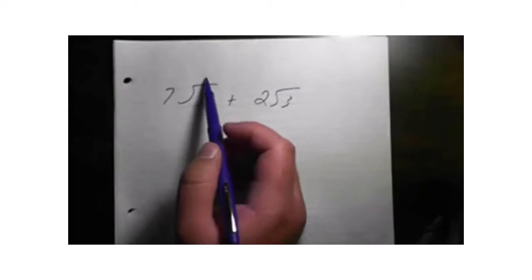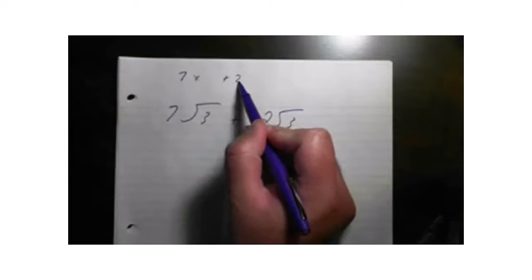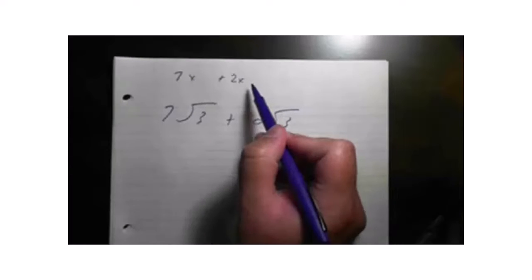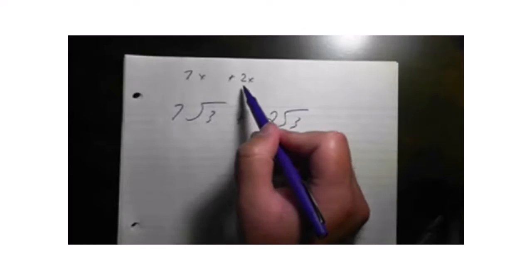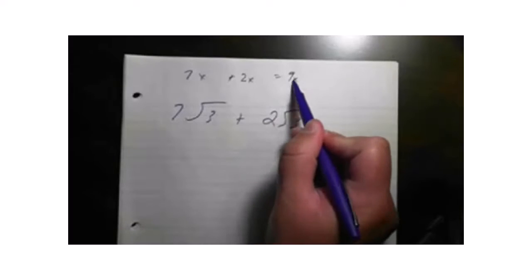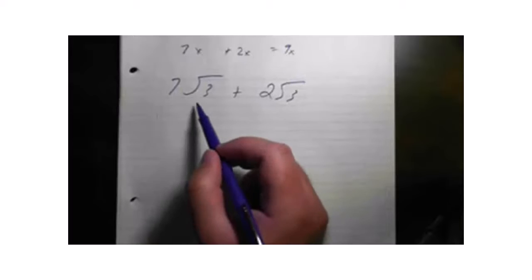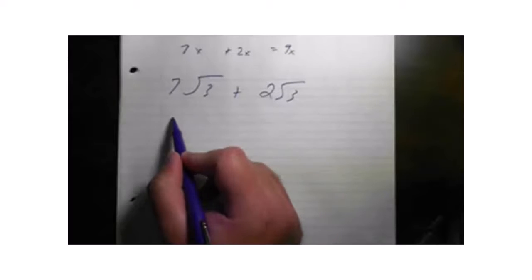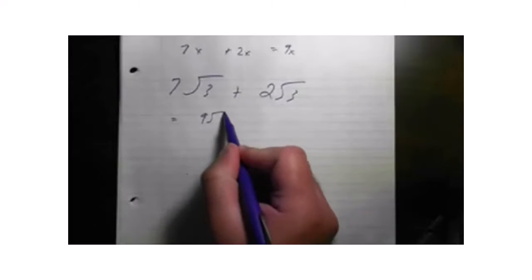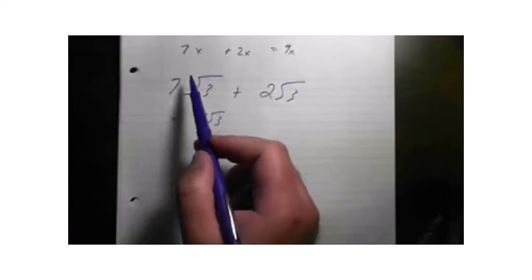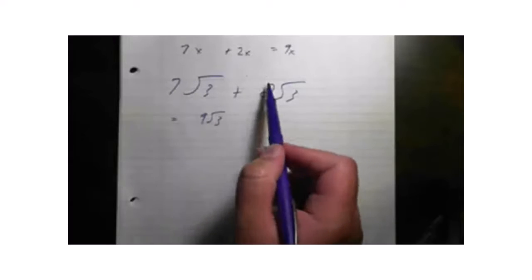So just like if I had 7x plus 2x, I could easily add those together. Well, 7 x's plus 2 more x's gave me 9 x's. Okay? So just like this, if I have 7 root 3's and I add 2 more root 3's, well, that really just gives me 9 root 3's. All you need to worry about really are the coefficients here.